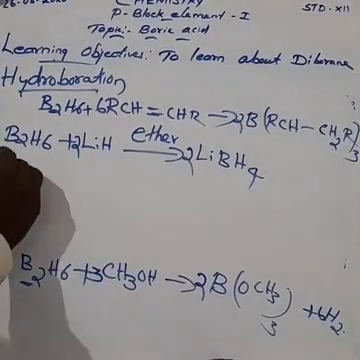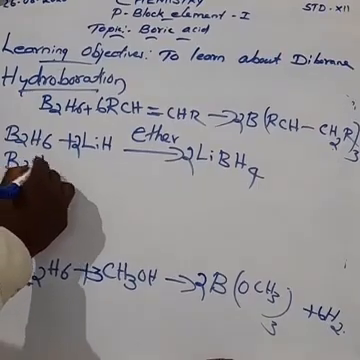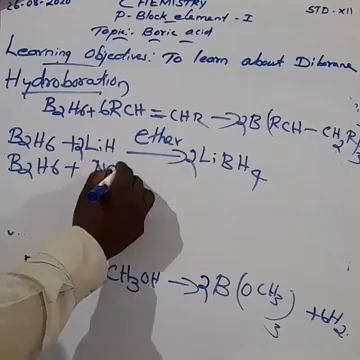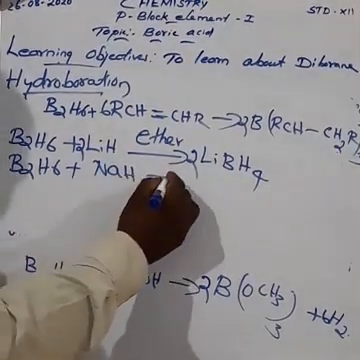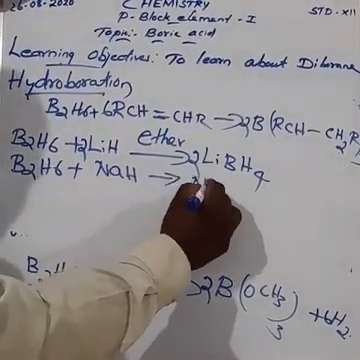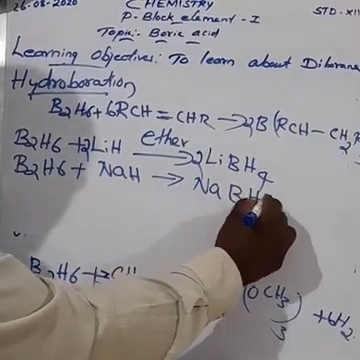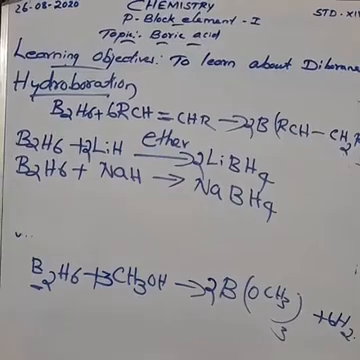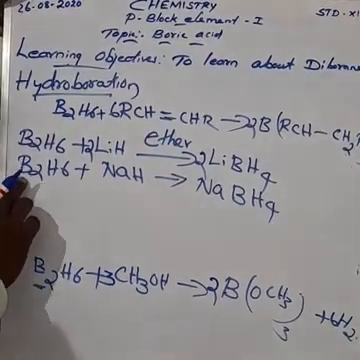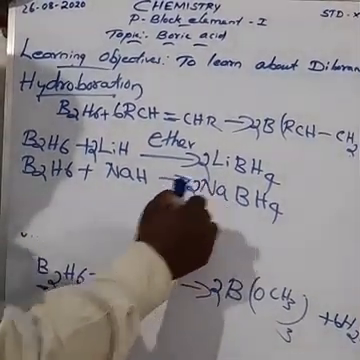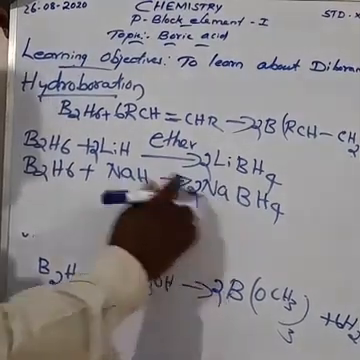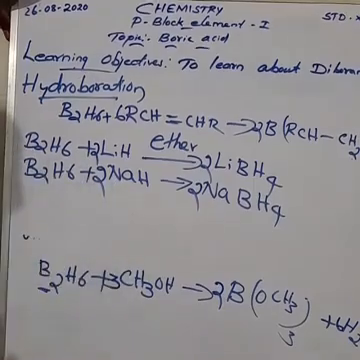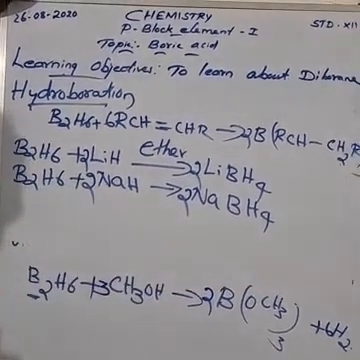Next one, diborane reacts with sodium hydride, NaH. What's the product? NaBH4, sodium borohydride. How much boron is there? 2, here having 1, so make it 2 here. How much sodium is there? 2 sodium, make it 2 here. Hydrogen in the equation is 6 plus 2, 8.